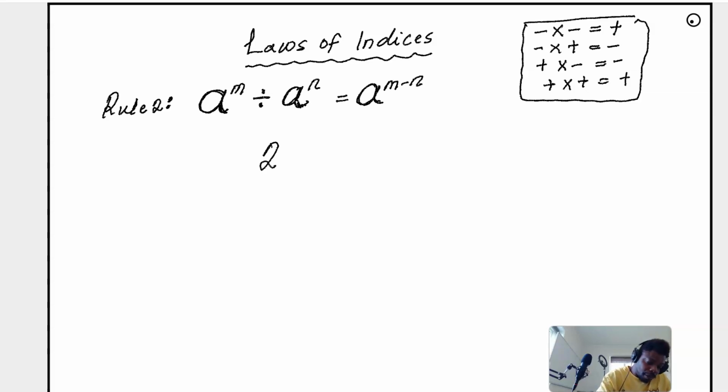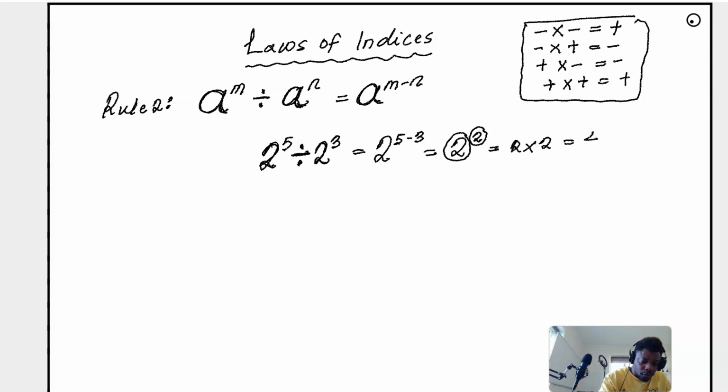So if I have 2 raised power 5 divided by 2 raised power 3, you can see we have the same base, which is 2, right? And we are dividing. So you write one of the base, and because you are dividing, you subtract the powers. 5 minus 3. And this is 2 raised power 2. And 2 raised power 2 simply means 2 is multiplying itself 2 times. That is 2 times 2, which is 4.